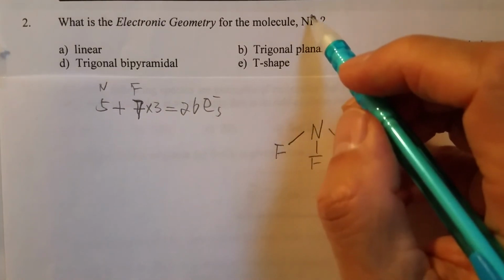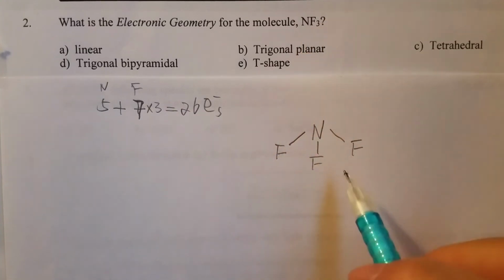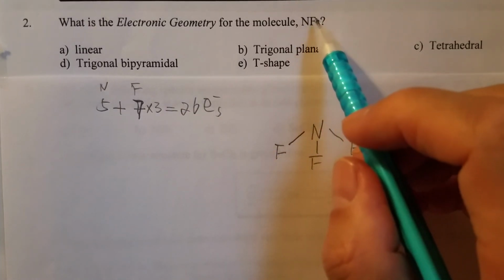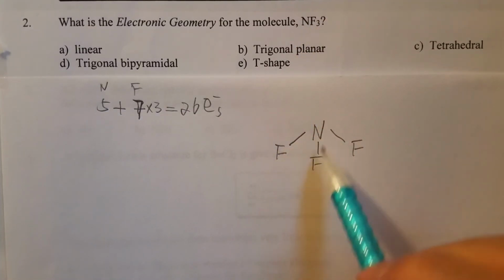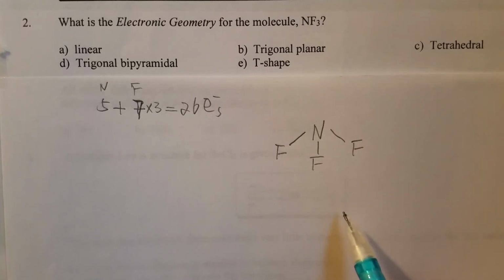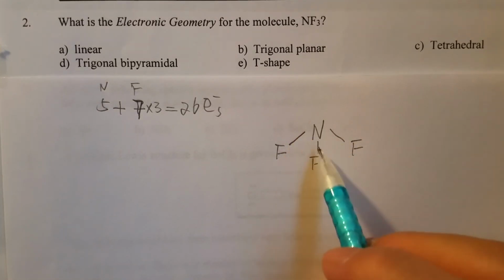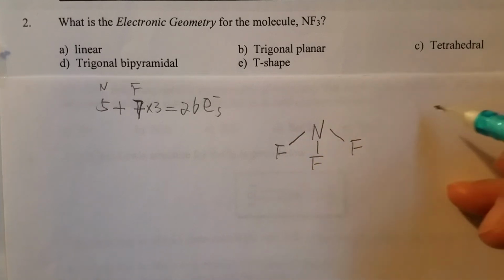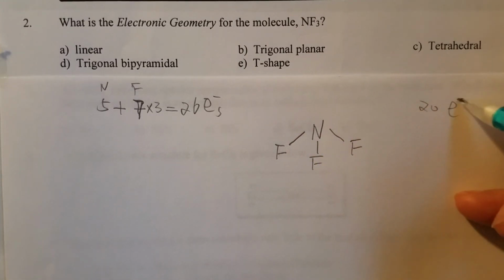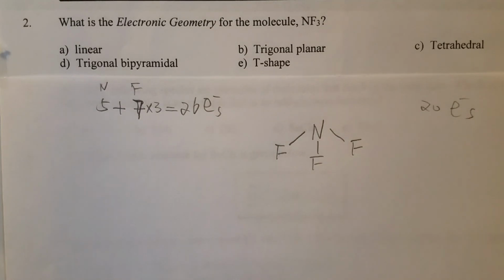Okay, that's 3 bonding. All right, so 3 NF bonds: NF, NF, NF. So far we have assigned 6 electrons. We still have 20 remaining. All right, so still 20 valence electrons remain unassigned.